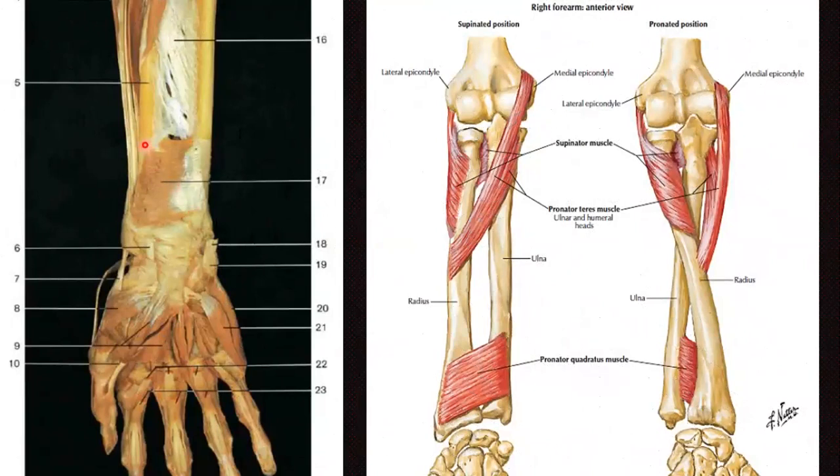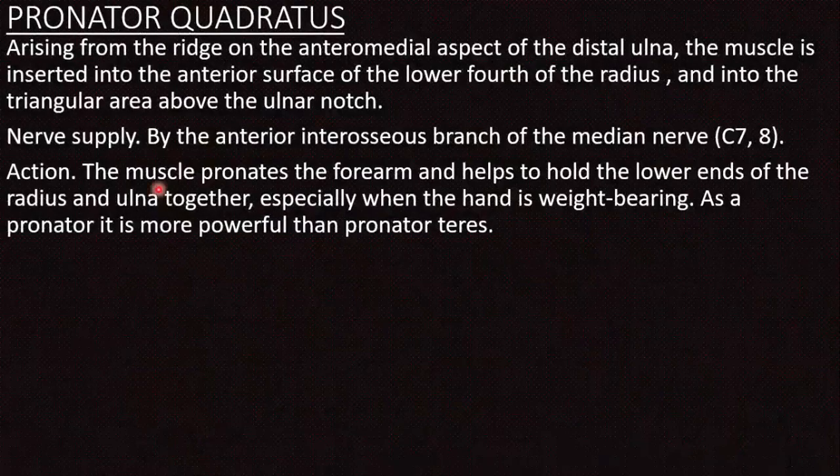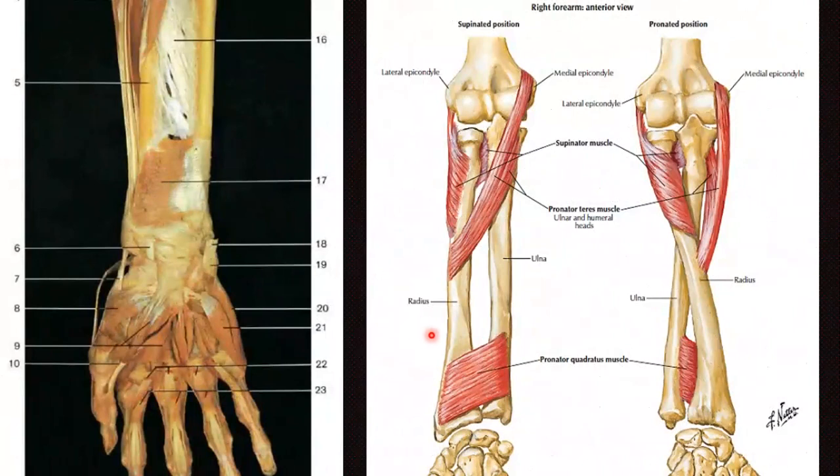Here is the muscle. You can see it is four-sided. This is from the anteromedial region on the ulna, to be inserted into the anterior surface of the lower fourth of radius. Yeah, this is the radius. That is the insertion. It pronates the forearm, and it is stronger than pronator teres in terms of pronation of the forearm.